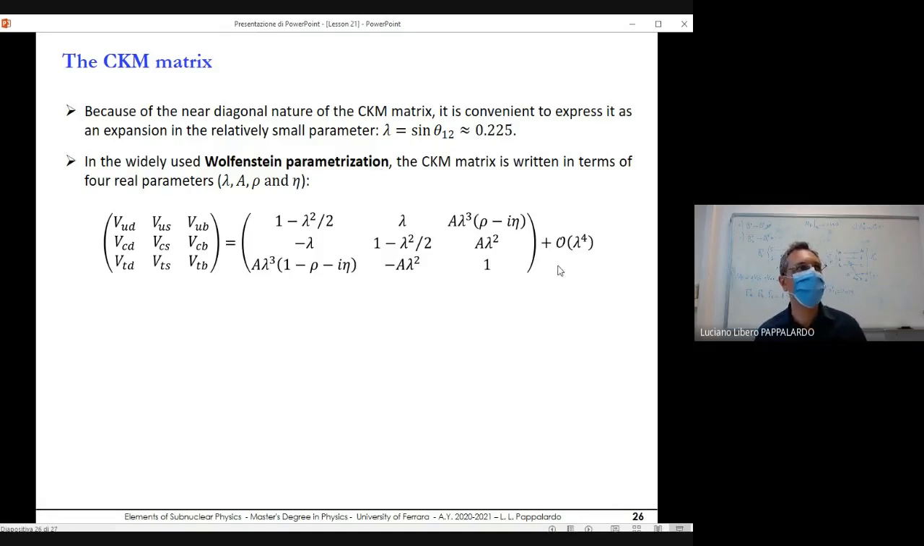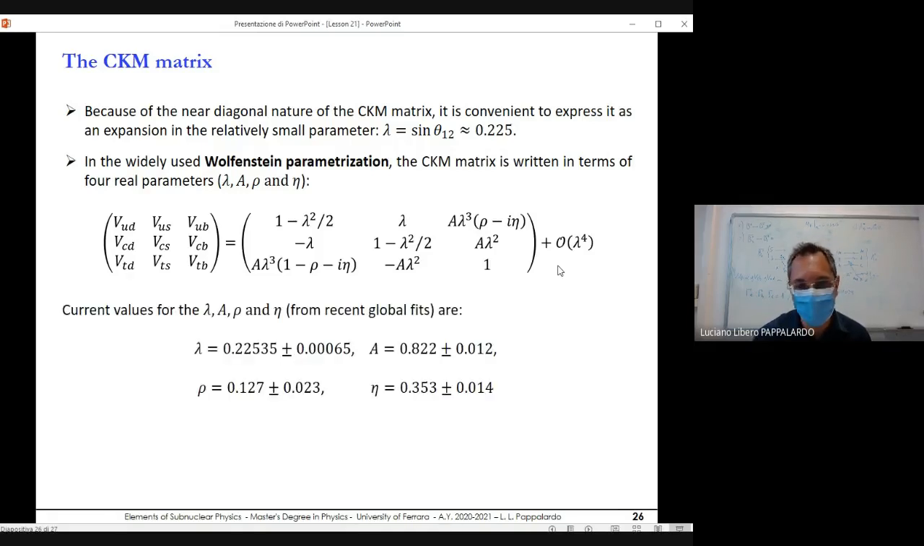Okay, so of course we still have a dependence on 4 parameters. 3 are real and 1 is complex. This we cannot avoid, of course. It is the intrinsic nature of the CKM. But it is now shaped differently and also in a way that is easier to measure experimentally. So the values of the 4 parameters are given here, which are based on experimental measurements. Okay, so lambda, rho, and A are real, and eta is complex.